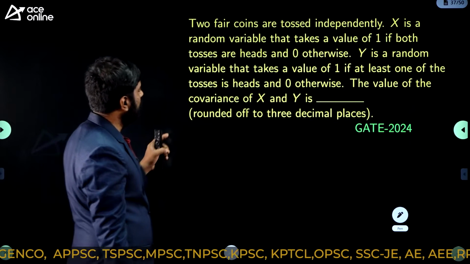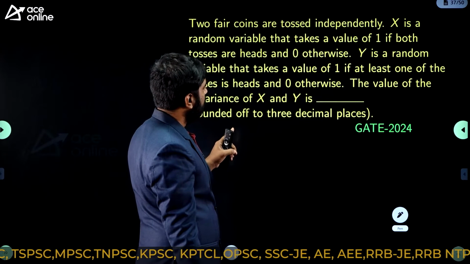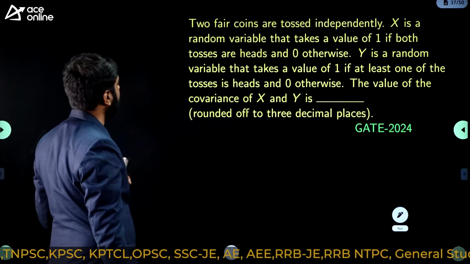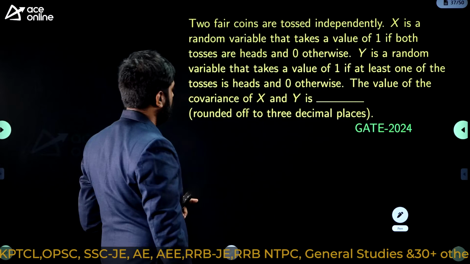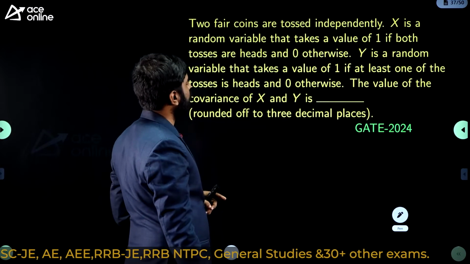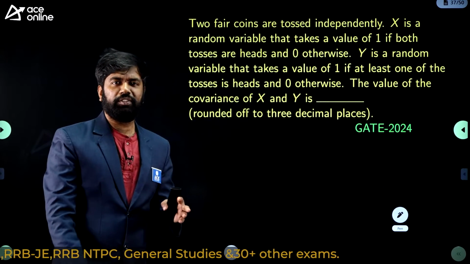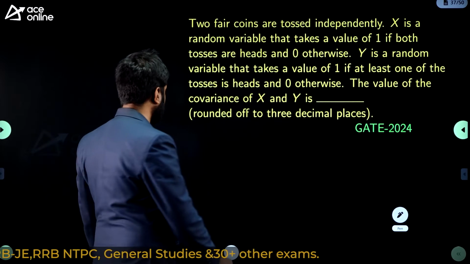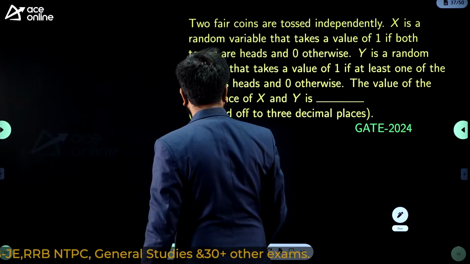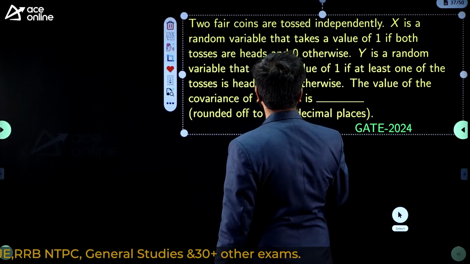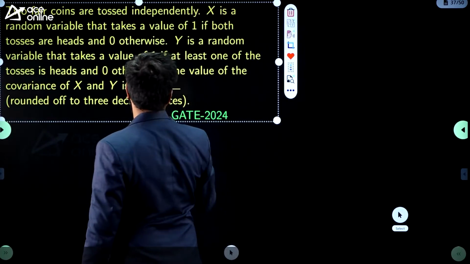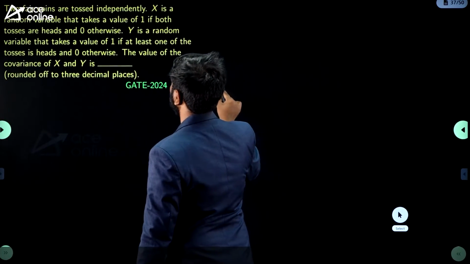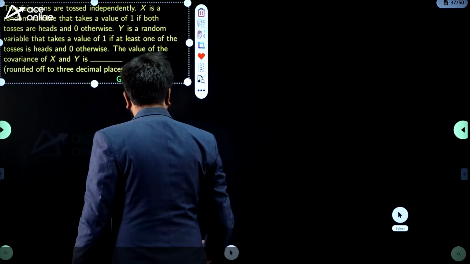Y is a random variable that takes a value of 1 if at least one of the tosses is heads and 0 otherwise. The value of covariance of x comma y. Covariance, okay. Computer science students are completely new to this. So if you are preparing for data science, yes, you need to learn what is covariance, what is correlation and so on. He clearly says that two coins are tossed.